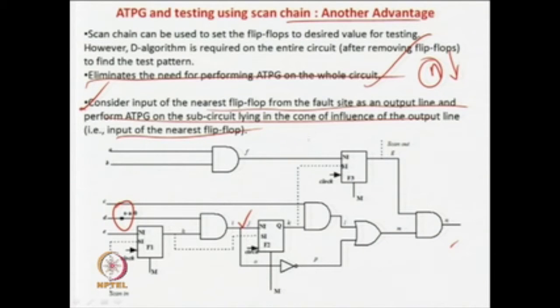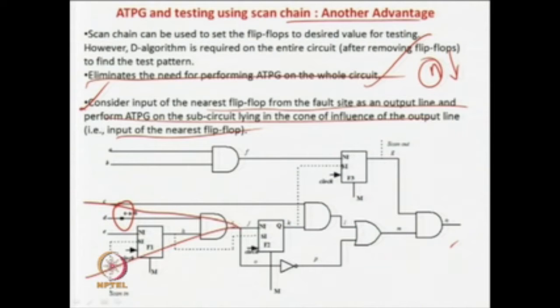So, you can think that this is the nearest input of the flip flop which is nearest from the fault site. So, just consider the nearest input and then make a cone of influence. Then you have to find a cone of influence. So, what do you mean by cone of influence?